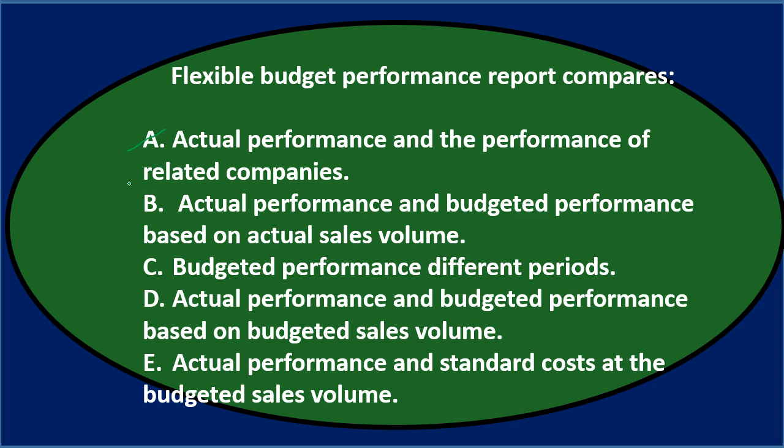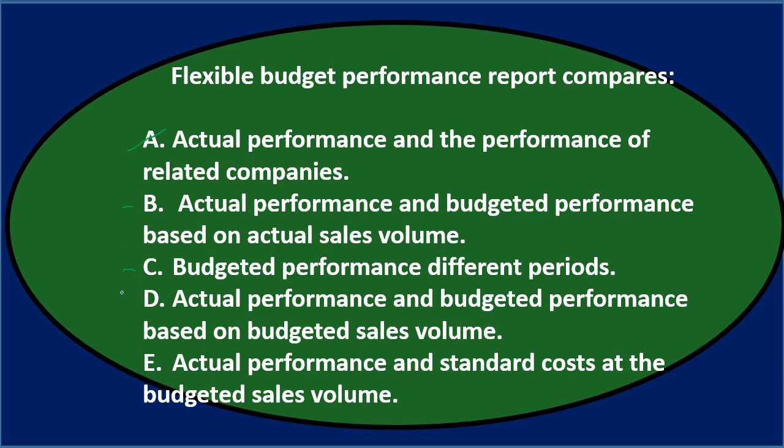We're not benchmarking here. B, actual performance and budgeted performance based on actual sales volume. We might say that sounds reasonable. C says budgeted performance, different periods. So we might say, okay, the flexible budget is a budget for different periods. Maybe we'll do a comparison between different periods. I'll keep that for now.